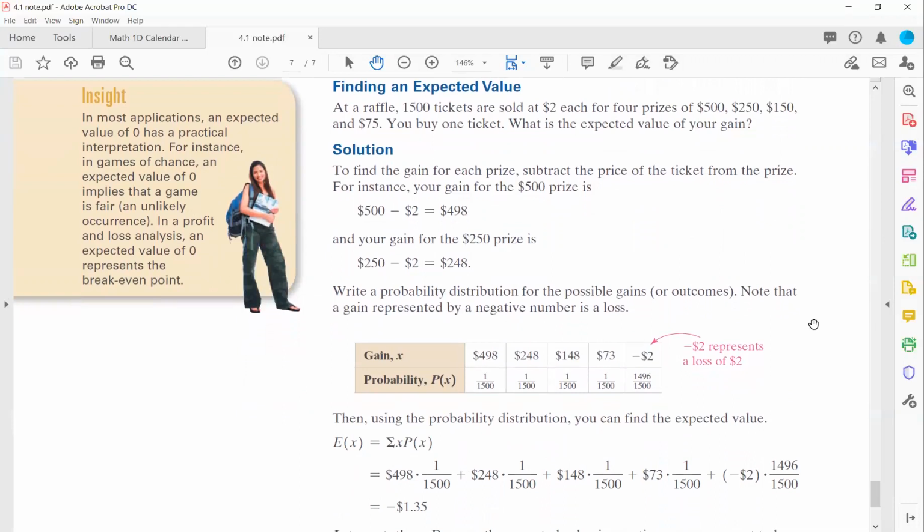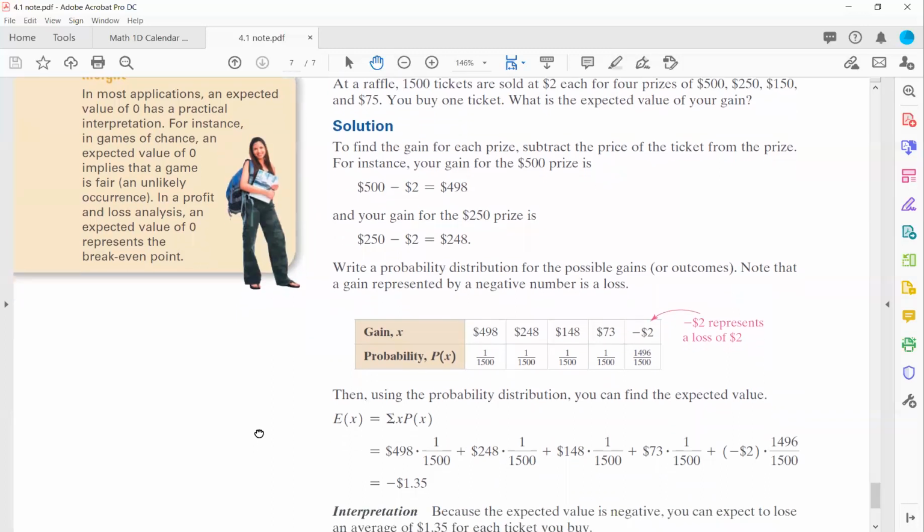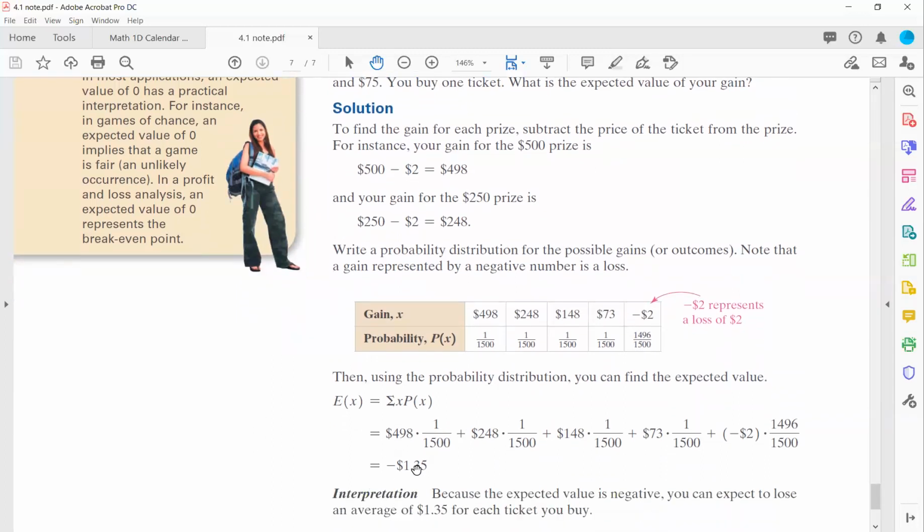So we have our probability distribution function. The expected value is going to be the product of each x by its probability, and finally the sum. If you add all of these together, the outcome is negative $1.35. So because the expected value is negative, you can expect to lose an average of $1.35 for each ticket you buy.